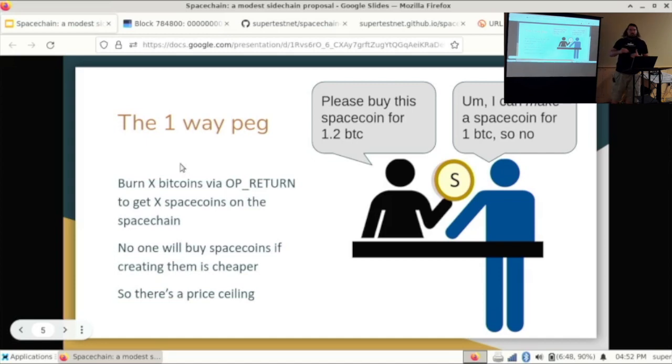Their price can never increase beyond the value of a bitcoin because you can just make them yourself, which is kind of neat. Austin, you got a question? Isn't this what Stacks used to do? I think proof of burn was like an original protocol. Yeah, Counterparty definitely had a protocol where you burned bitcoins to get Counterparty tokens. I think Stacks did that to launch theirs as well. So yeah, that's burn.